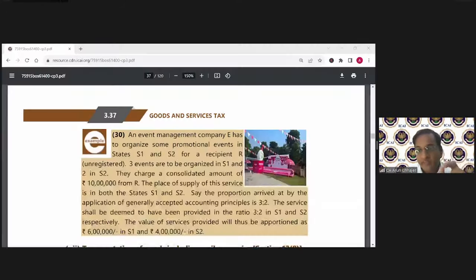The answer is: if it is B2B, then LOR. And it is not important whether it is in one state or more than one state. If it is B2C, then it is the event location. But because the event is being held in more than one state, it will be apportioned. Apportionment would be on the contract, otherwise Rule 5.